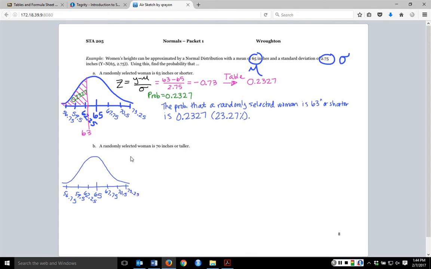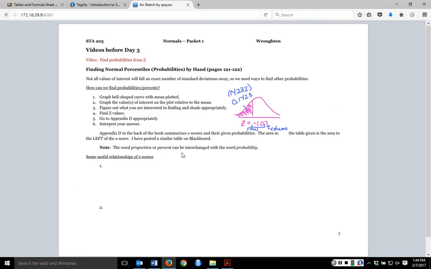This time the number 70 shows up in the problem, which is about right there. And this time it says 70 inches or taller. So since it's taller, that's going to tell me to shade to the right. So again, we've done basically the first 3 steps, or to draw the picture.